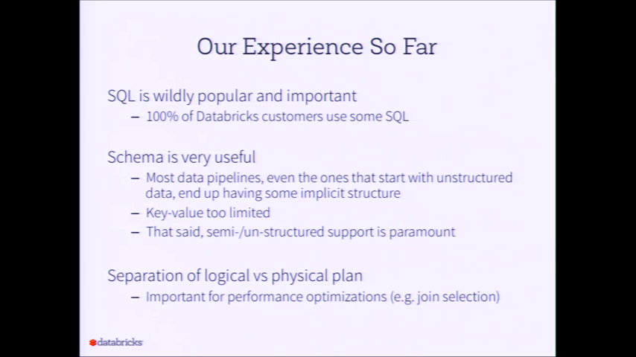But it's wildly popular. Schema is fairly useful beyond key value. Key value is way too restricted. In a lot of data pipelines, even though in the beginning you might be starting with unstructured, semi-structured data, parsing JSON and all of that, at some point you start having a more properly formed schema in your data pipeline. I think for over 90% of data pipelines, that's the case. Now, because somewhere you might still have unstructured data, you can't really drop the unstructured, semi-structured data support.